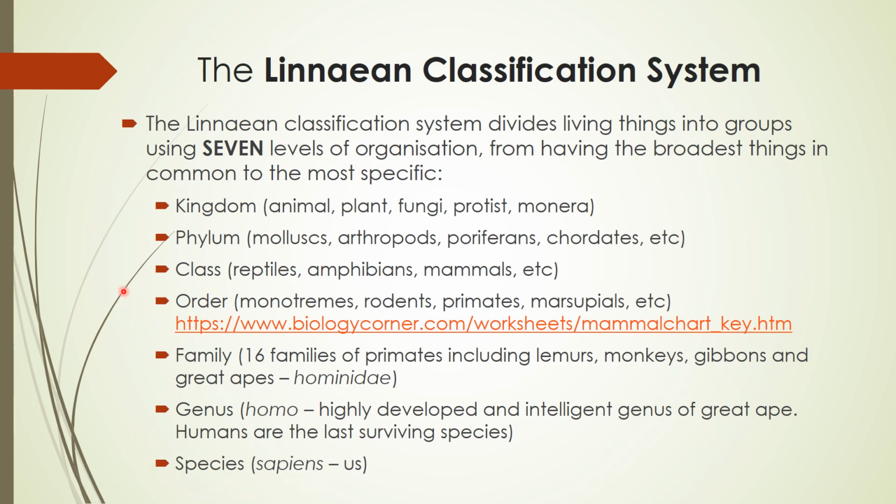So this is 7 levels of classification from the kingdom, which has the broadest things in common. I mean, we are part of the animal kingdom, but so are jellyfish, so are birds. There's so much variety within that animal kingdom. And as we move down these levels, we get more and more specific until we reach the species. And members of the same species have a lot of things in common.